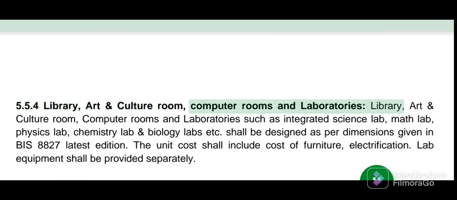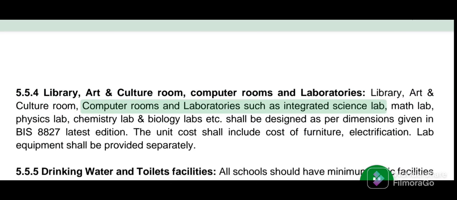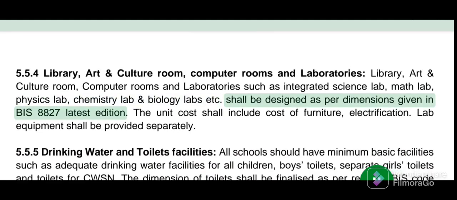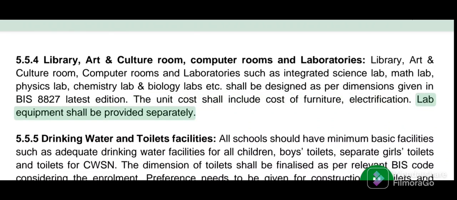5.5.4 Library, Art and Culture Room, Computer Rooms and Laboratories. Library, Art and Culture Room, Computer Rooms and Laboratories such as Integrated Science Lab, Math Lab, Physics Lab, Chemistry Lab and Biology Labs etc. shall be designed as per dimensions given in BIS 8827 latest edition. The unit cost shall include cost of furniture, electrification. Lab equipment shall be provided separately.